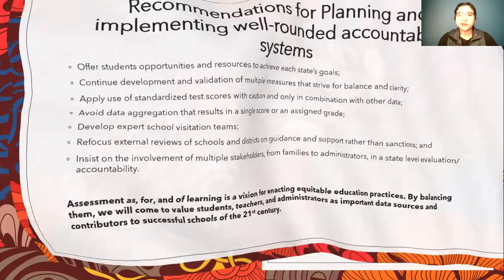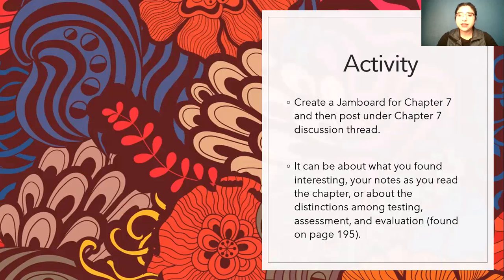And so for the activity, I want you guys to create a Jamboard. We haven't been using the Jamboard as much, so you can make a Jamboard for chapter 7. You can post it under the chapter 7 discussion thread. It can be about anything about your notes while you were reading it, or maybe 5 things you found interesting, or about the distinctions among testing, assessment, and evaluation found on page 195. Or any of the opinions or reactions that you had as you read this.